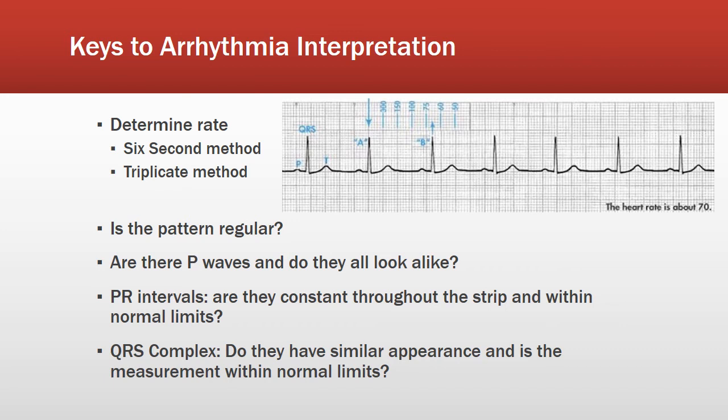And you need to know, is that within normal limits? Is it between 0.12 and 0.20 seconds? Extremely important when you're trying to determine if the patient is having a block. The QRS complex, do they have a similar appearance, and is the measurement within normal limits? Is it less than 0.12 seconds or 3 little boxes? Very important that you should know that.